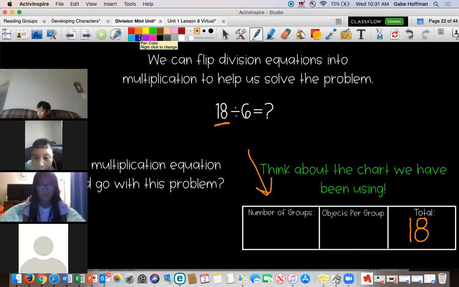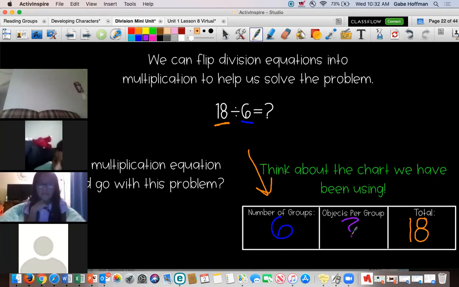CJ, sorry, a couple people. Somebody said number of groups. CJ, you said either spot. Why does either spot work? Because it's not a story problem. Good job. So I heard someone say number of groups, so we'll just put it there, but you're right, we can put it in either spot. So the one place we don't have is the objects per group.